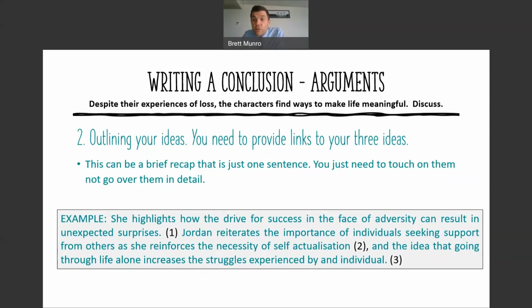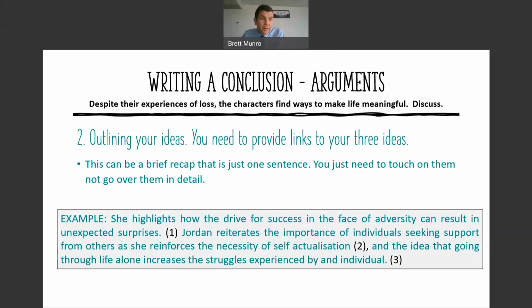Hence, this should not be new information. This should not be a new idea. This should not be new analysis. There shouldn't be any analysis in your conclusion. All the analysis needs to be in your body paragraphs. This is just repeating those ideas, the ideas that have come before.